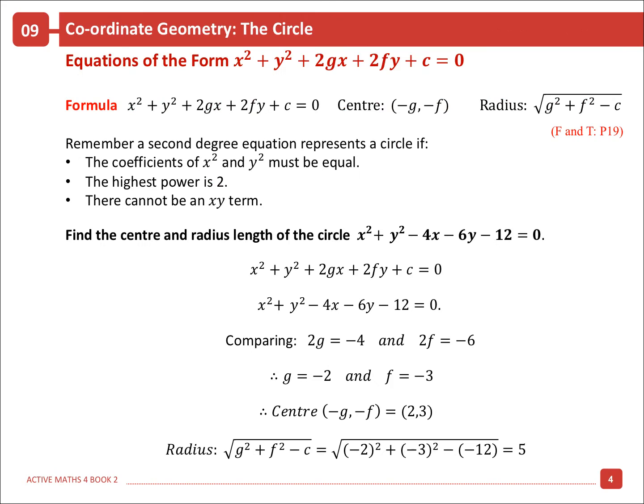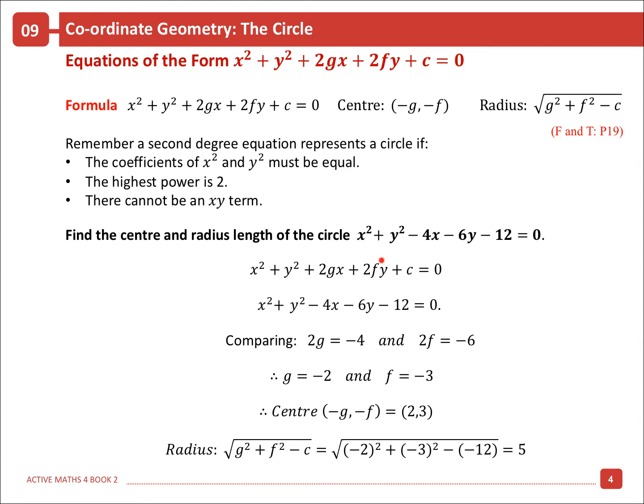Okay, so starting on the equations of the form x squared plus y squared plus 2gx plus 2fy plus c is equal to 0. And again, these are in your formula and log tables on page 19. So what we know is that the centre in this equation is (minus g, minus f). So we're going to be focusing on the g and the f here. And then the radius is the square root of g squared plus f squared minus c. It is important to note as well that there cannot be an xy term, otherwise we can't look at it as a second degree equation representing a circle.